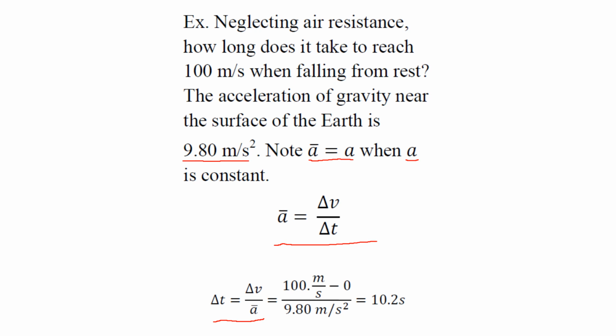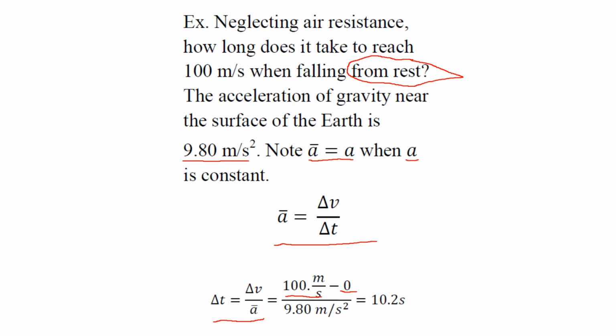The change in velocity is the final velocity, which is 100 meters per second, minus the initial velocity, which is 0. I know that the initial velocity is 0 because the problem specifies that the object starts at rest, meaning just that the initial velocity is 0. So the change in velocity is 100 meters per second, the final velocity, minus 0, the initial velocity.